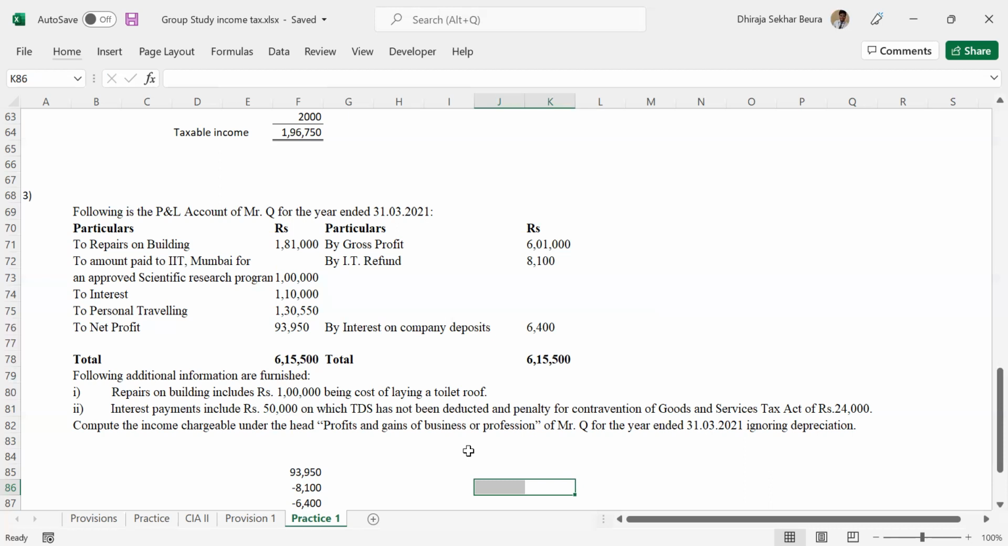Dheeraj, just one doubt. The scientific research program, that will be totally written off, right? No, it is allowed. So nothing to do with it. Because it is allowed and nicely deducted also. So we don't have to mention that at all. You don't have to do anything about it.